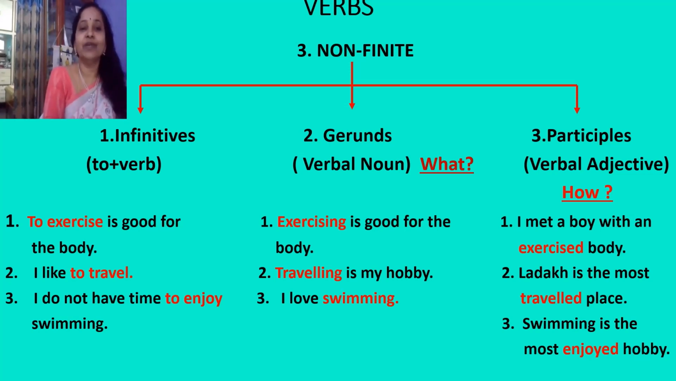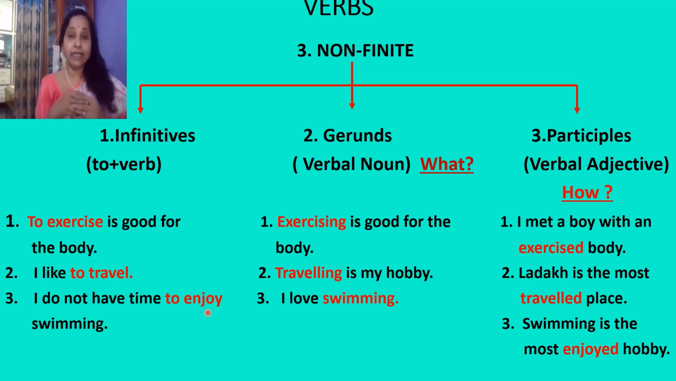So the first one is infinitives. Infinitives are to plus verb. That is called an infinitive non-finite verb. For example, to exercise is good for the body. To plus verb. I like to travel. Here, to plus verb. I do not have time to enjoy swimming. So here it is to plus enjoy. Whenever a verb combines with the word to, it becomes an infinitive verb, and it is not affected by the tense or other forms.